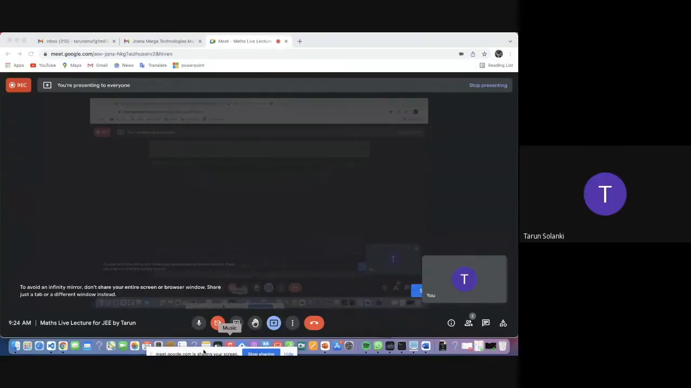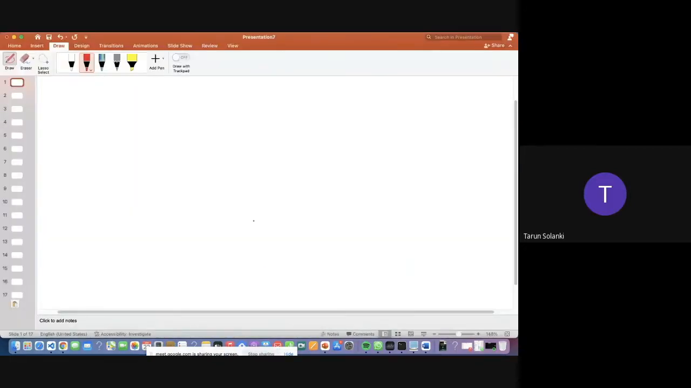Yeah. Morning class. So in the unit probability, today we are starting with the conditional probability, right? So let me put the heading first.